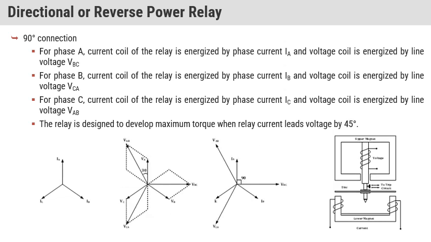In a 90-degree connection, for phase A, the current coil of the relay is energized by phase current IA and the voltage coil is energized by voltage VBC. Similarly we supply the other phases with their respective currents and voltages. The relay is designed to develop maximum torque when the relay current leads the voltage by 45 degrees.